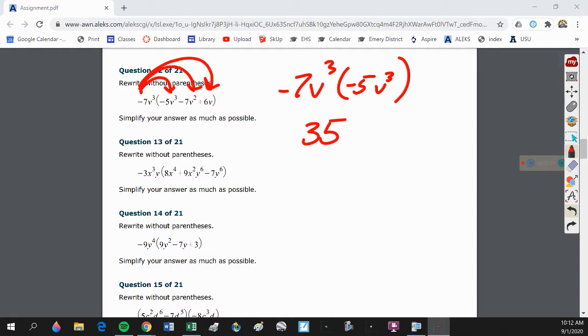And then you multiply the variables together, v to the third and v to the third ends up being v to the sixth. Why not v to the ninth? When you multiply variables together, you add the exponents together.